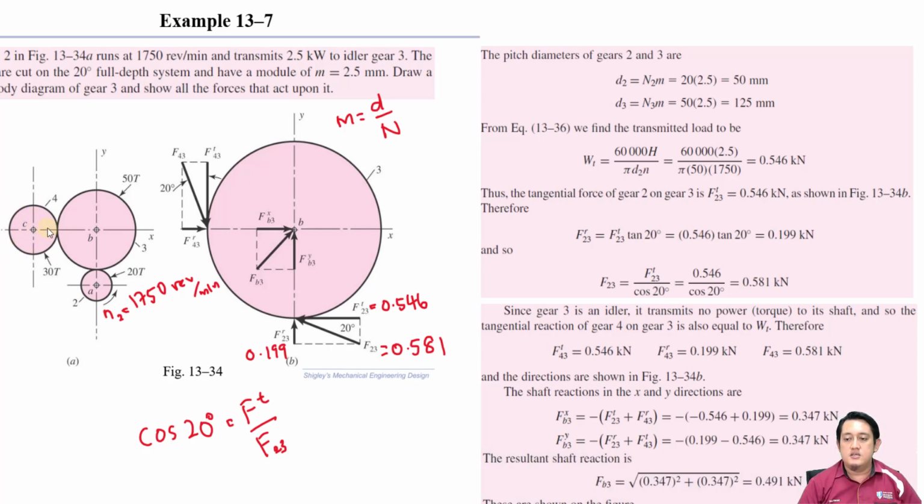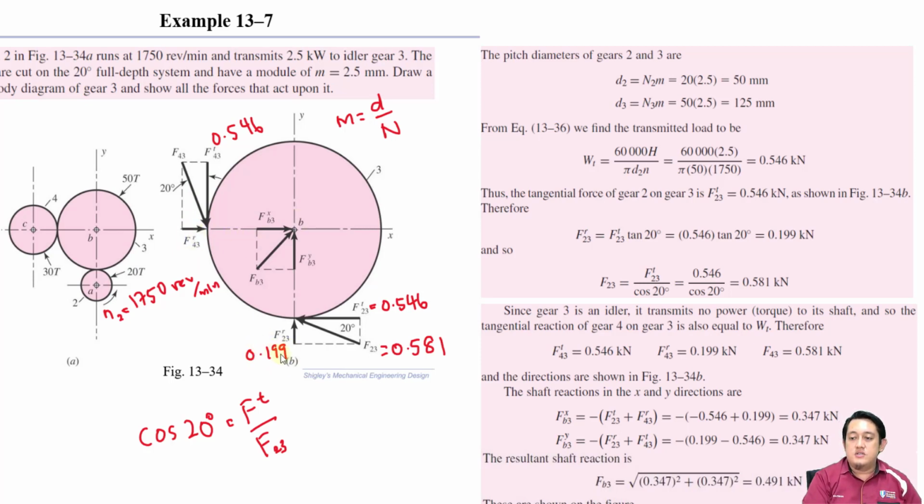Gear C here. Because gear 3 here is an idler gear, it means that the transmitted force here, the tangential force, is actually equal to the tangential force of this gear here. Because they are equal to each other, this tangential force is equal to 0.546. Because the tangential force is equal and the angle is also the same, 20, therefore the radial force will also be equal to this radial force.